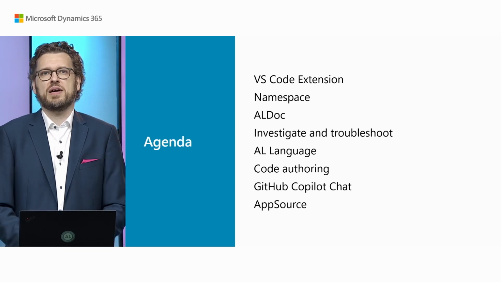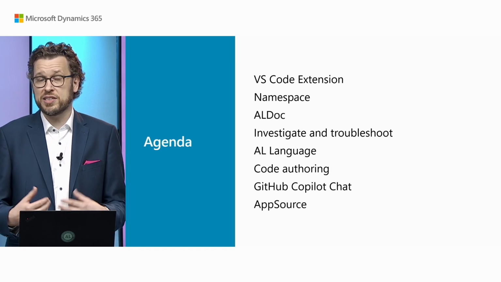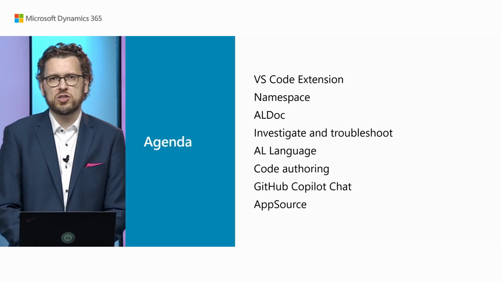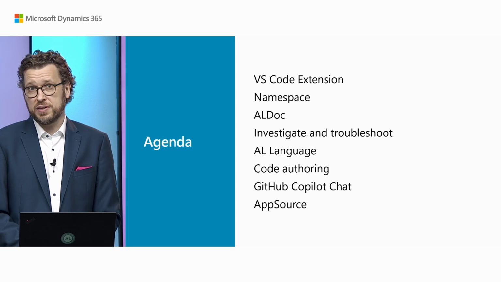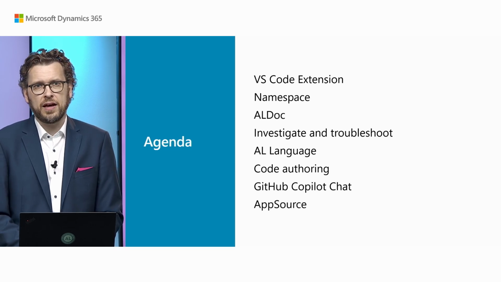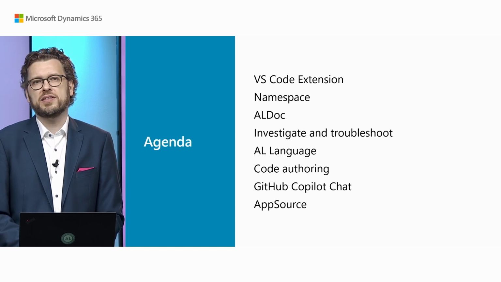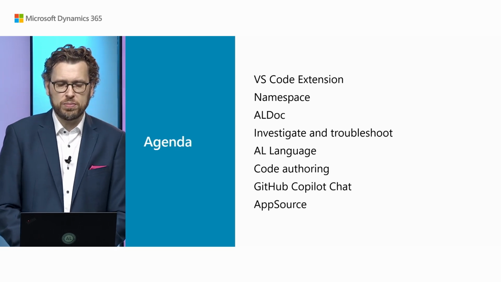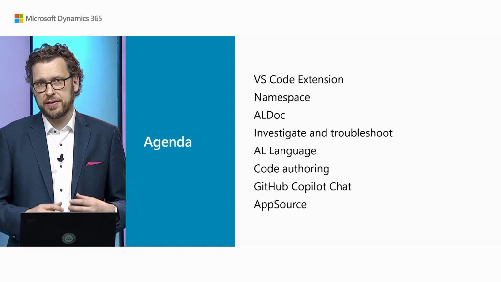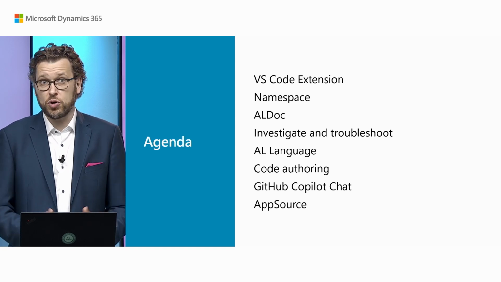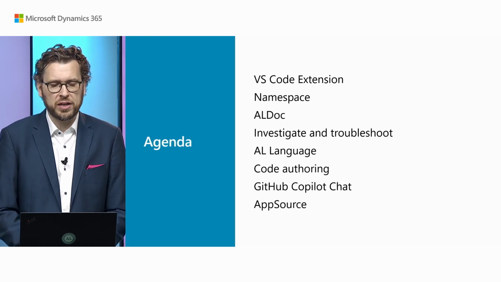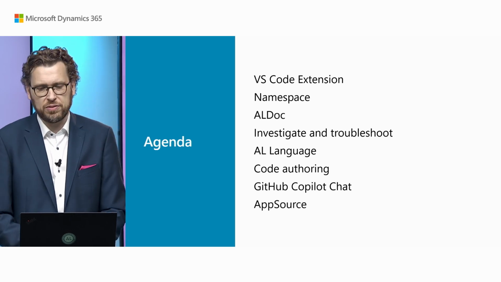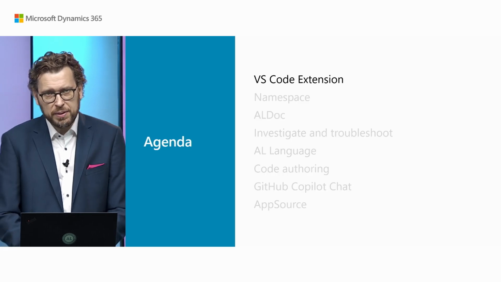We'll have Steffen start out talking about some of the investments we've done with the VS Code extension itself and related scenarios. Esben will come and talk about the introduction of namespaces, which is a huge thing. And he'll continue talking about tools for documenting apps. Then I'll talk about investments we've done to investigate and troubleshoot. And then we'll hear about improvements for the AL language and for code authoring. I'll do a small intro to GitHub Copilot chat and end off with an update on AppSource and AppSource Transact, really. But maybe we should start with Steffen.